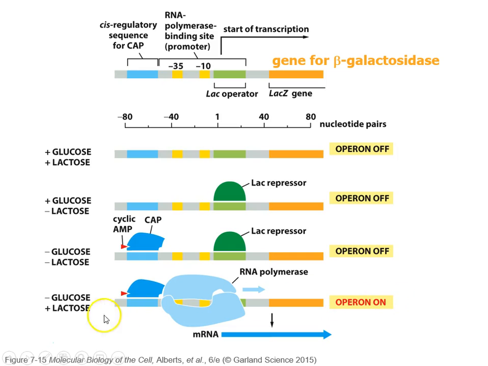So the operon is on only if glucose is absent and lactose is present. Glucose being absent will cause cyclic AMP to act as a ligand to bind to CAP, and then CAP binds to the DNA. The lactose being present, this isn't shown in this diagram, will cause the concentration of allolactose to go up. That binds to the Lac repressor and pulls it off of the DNA. So now CAP is able to activate RNA polymerase, and the repressor is not there to get in its way, so the operon is on, and the messenger RNA that codes for those 3 genes will be transcribed.